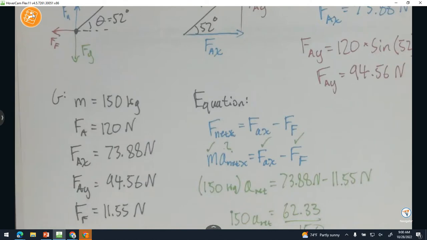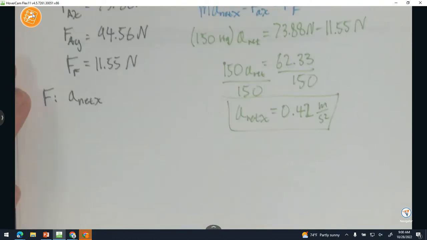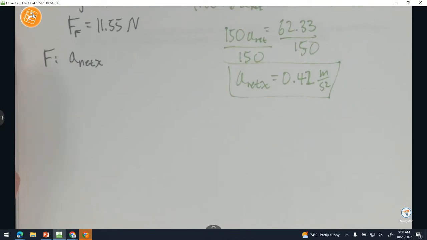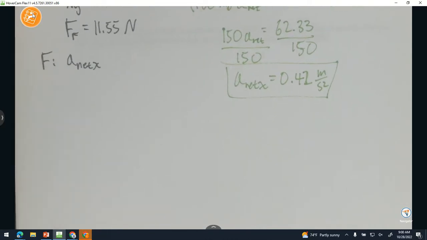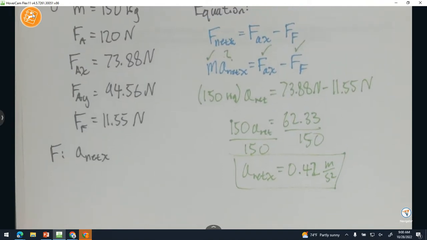Okay, the next question is interesting. It's a fun question. Next one says, what's the normal force acting on the moose? The normal force. So solve for the normal force. Very interesting. It's on the setup. First of all, any questions about what we just did?